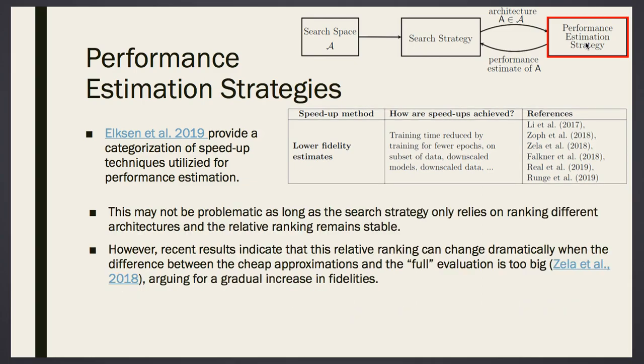Well, this approach may not be problematic as long as the search strategy only relies on ranking different architectures. The relative ranking remains stable. What I'm trying to say is, this search strategy gets different architectures and you're using a subset of the data. If the subset of the data can generalize the data properly, then maybe individual performances will fall because you're using less data, but relative performances between architectures will stay the same. Their ranking will stay the same. In that case, there's no problem because we are trying to find the best architecture.